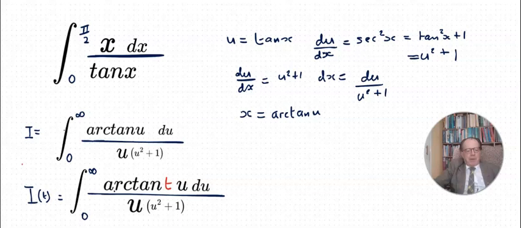And I now choose the parameter for the Feynman trick, which strictly speaking should be the Leibniz trick. The integral of t is not arctan u, it's arctan tu du over u squared plus 1, and so I've written the t version of the integral there, and now we are ready to do the partial differentiation.